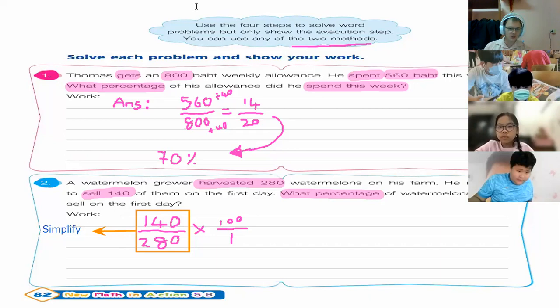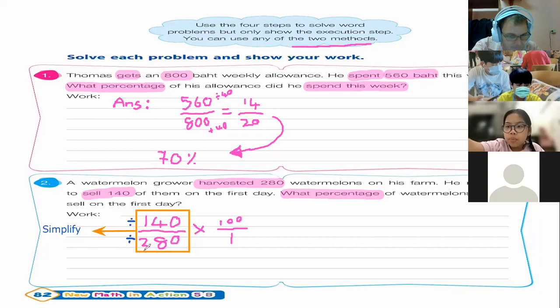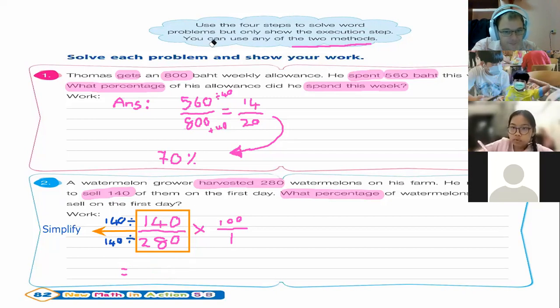Who can tell me with what will we simplify? We will divide by what? Divide by 14. What about divide by 140? If we say 14, we're going to get 10 over 20. If we divide by 140, we're going to get 1 over 2. So let's divide by 140, we get 1 over 2.